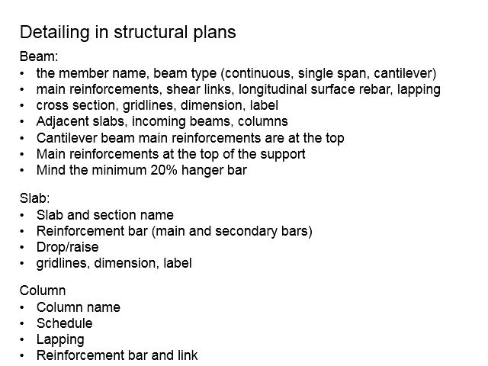On top of that, there will be additional information regarding the conditions of the beam, whether it is continuous, single span, or cantilever. There will also be clear indications regarding the adjacent members, such as the adjacent slab, incoming beams, as well as its supports, such as the columns or stumps. You need to provide the information regarding the reinforcement bar, shear length, lapping length, cross sections, dimensions, and etc.